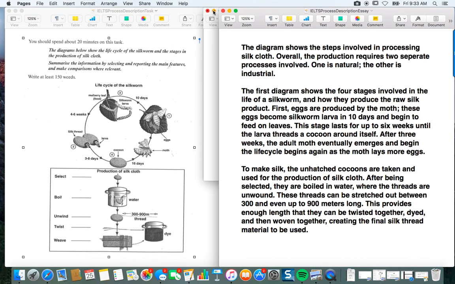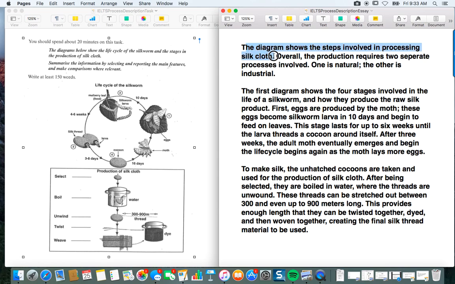All right. So the diagram shows the steps involved in processing silk cloth. So here you go. Just take this sentence and quickly, in 10 seconds, write it out. It's not very important. Don't spend a lot of time trying to find different ways to say these words. It's just not a good use of your time. People don't like this, but I say, even if you just copy it, just do it, because you want to get to this part, which is important. Now, I'm not saying you should copy it, but I'm just making the point that if you copy it, it's about as good as trying to take every single word and slightly change it. All right? Anyway, you must write this sentence, but it's not that important that you spend so much time on it. Then the overall, the production requires.